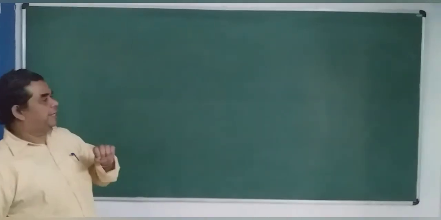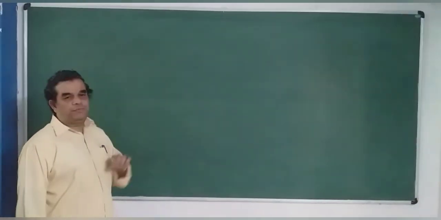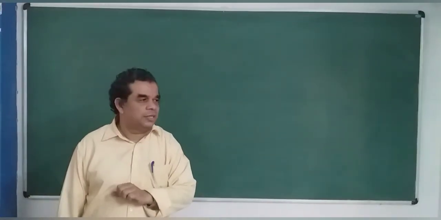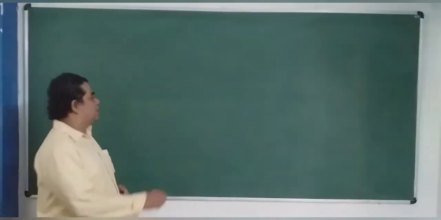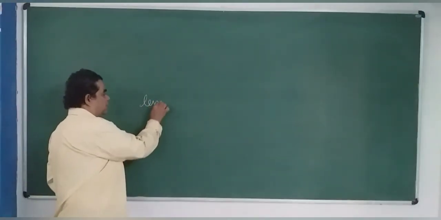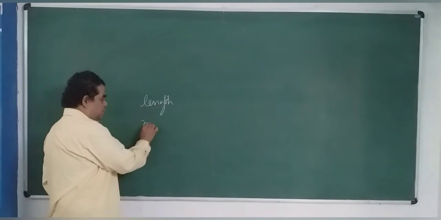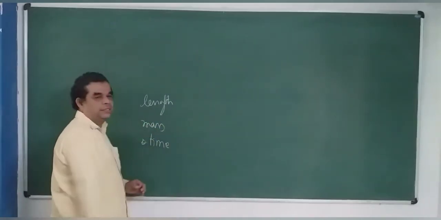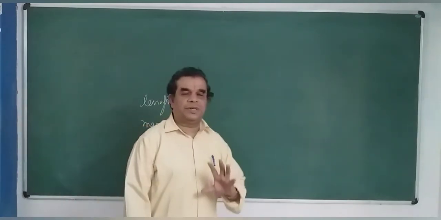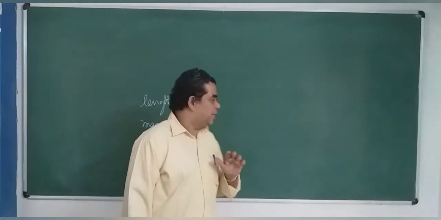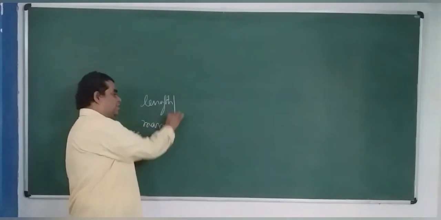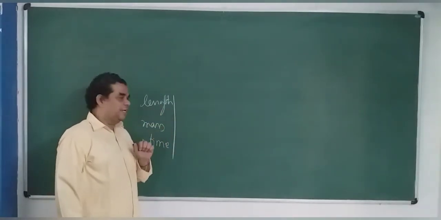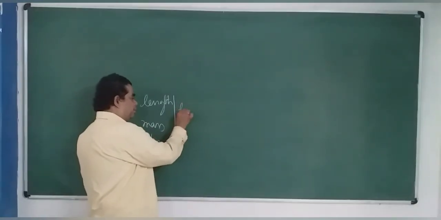In the olden days, people thought only three things were sufficient to measure anything in this world. What are those three things? Length, mass, and time. Only these three were to be learned so that we could measure anything in this world. But later on, as civilization developed, there are many things to measure apart from these, like temperature.